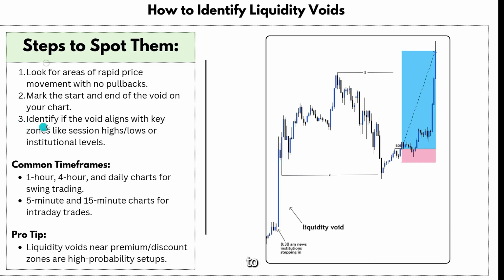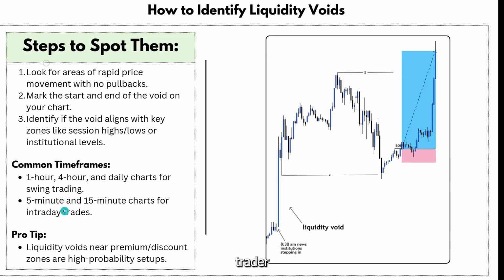Next, for number three, is to identify if the void aligns with key zones like session highs or lows or institutional levels. These right here are the three steps to identify your liquidity void. The time frames we look for it on are the 1 hour, the 4 hour, and the daily charts for swing trading, and 5 minute and 15 minute charts for intraday trading.